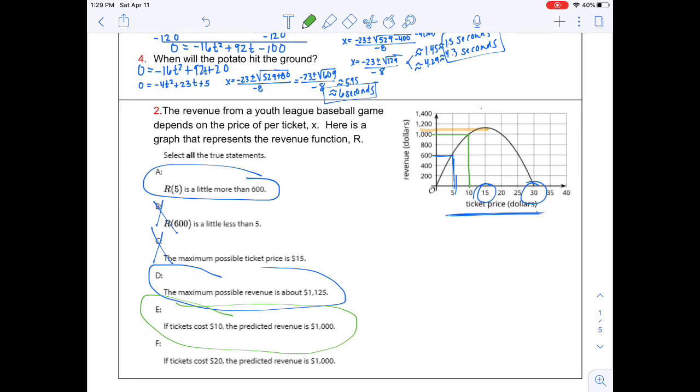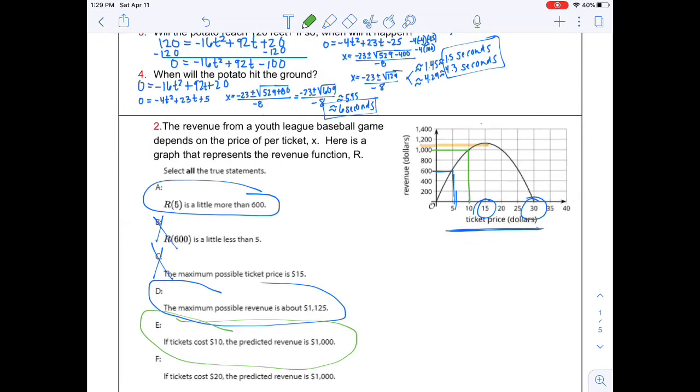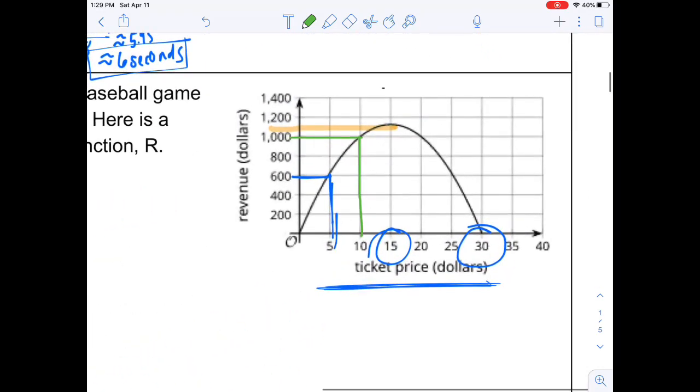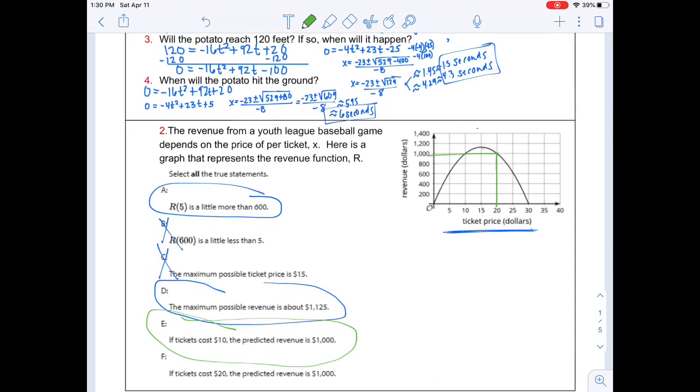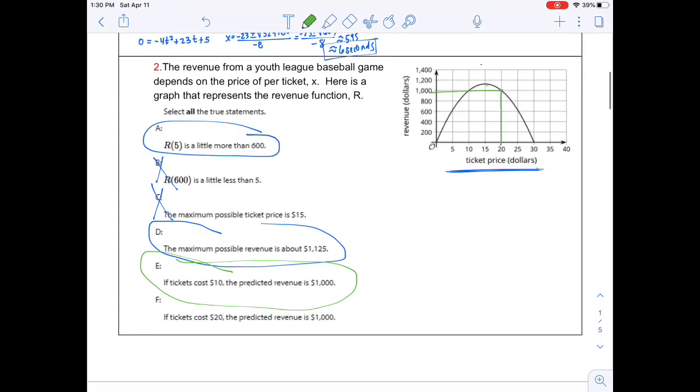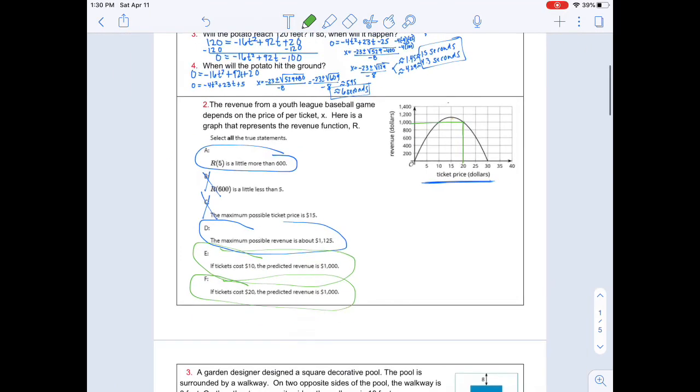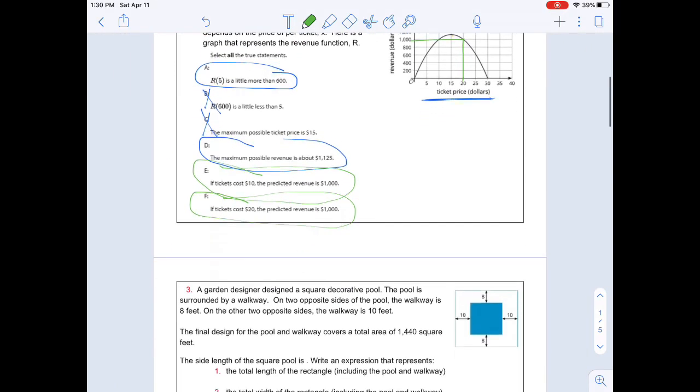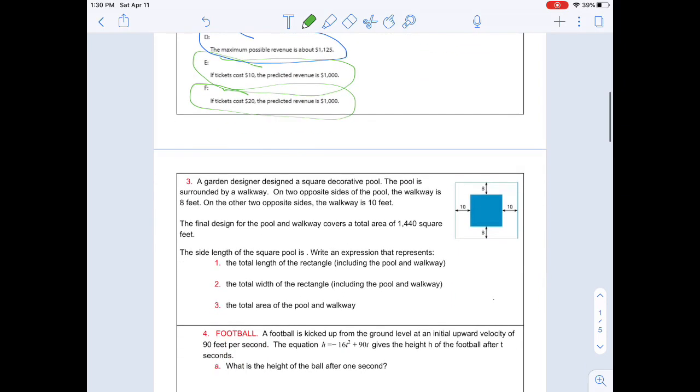And letter F, if the tickets cost $20, the predicted revenue is $1,000. Let me erase some of this work here. If the ticket is $20, the predicted revenue is $1,000. I would say yes, that is correct. Okay, so I used my graph to help me on this one. Let's go to number 3.